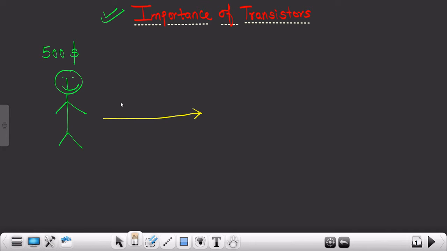And you like to play lots of games, so what are you doing? With this 500 bucks you are going to buy a smartphone, right? So for that you are visiting one shop, obviously of smartphones, and then you are buying one smartphone.